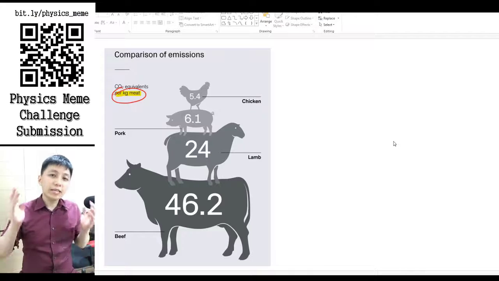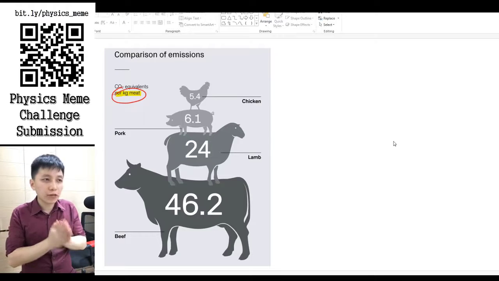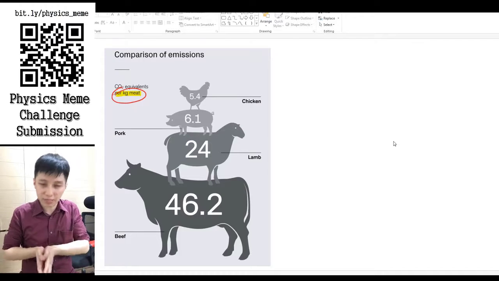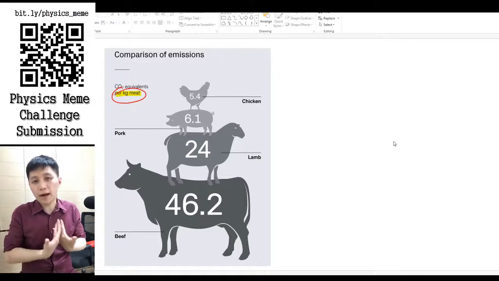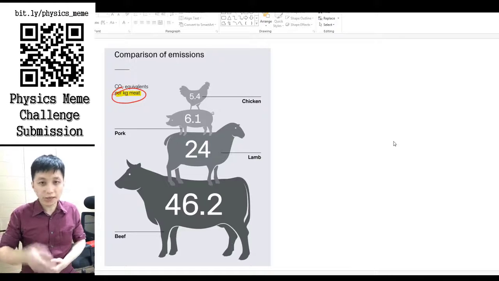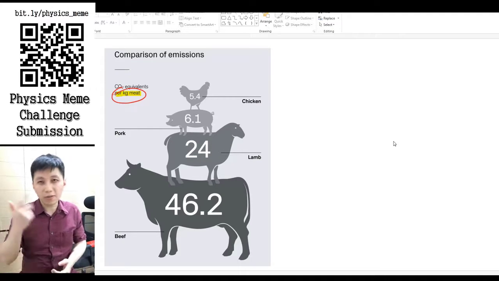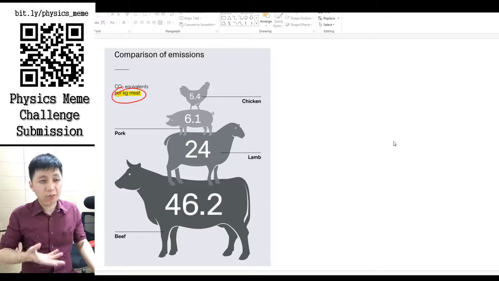My answer is really back to our original question. It's talking about CO2 per kg meat. So you can't say that the whole body of your mass is meat, right? Because you have other things like the water or bones or some other body tissue. So let me try to make it more accurate by saying how much muscle you have in your body.